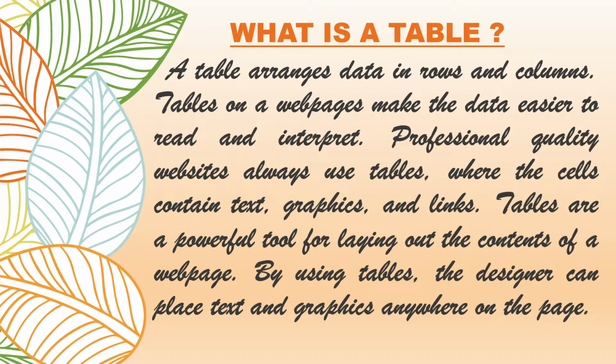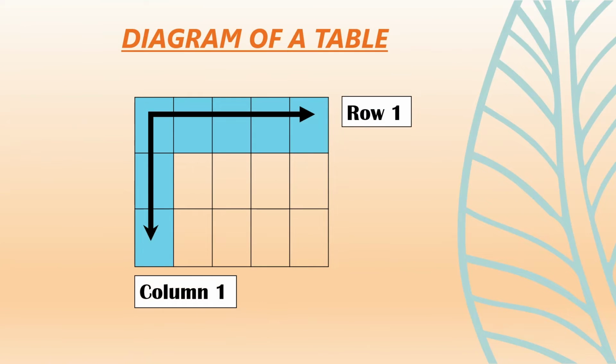Tables are also powerful tools for laying out the contents of a web page. By using tables, a designer can place the text and graphics anywhere on the page. So here is a diagrammatic format of the table. There is a row and a column. The horizontal part is known as a row, and the vertical part is known as a column. So tables are divided into rows and columns.